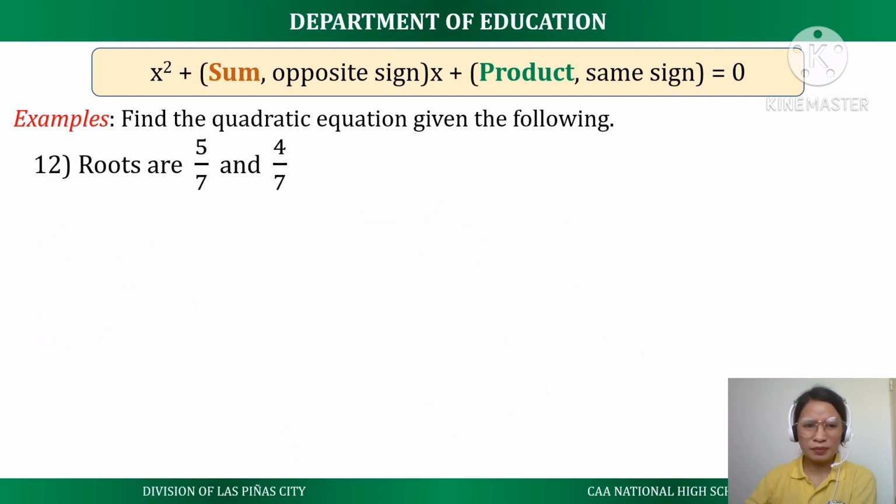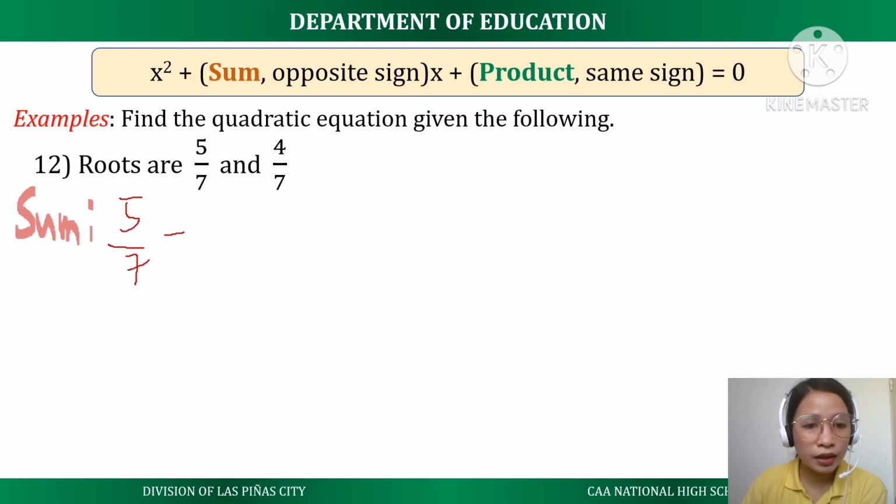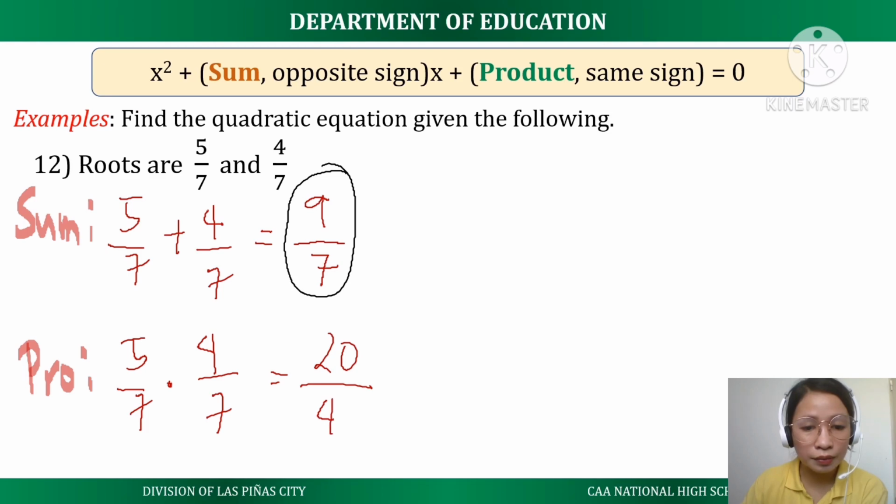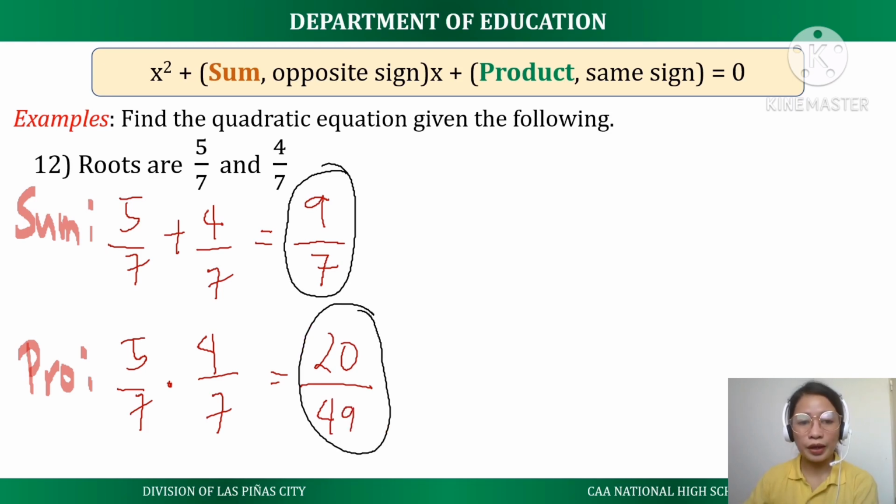Okay, let's have number 12 example. Ayan, fraction na naman. Kukunin pa din natin yung sum. Madali lang yan. So, sum ay 5/7 plus 4/7. Since magkapareho na sila ng denominator, mas madali natin makukuha yung sum. So, copy lang natin yung denominator, 7. Then, perform the operation sa numerator, 5 plus 4, that is 9. So, ang sum natin ay 9/7. Product naman, sa product we have 5/7 times 4/7. So, numerator times numerator, 20, denominator 7 times 7, 49. So, ang product natin ay 20/49.